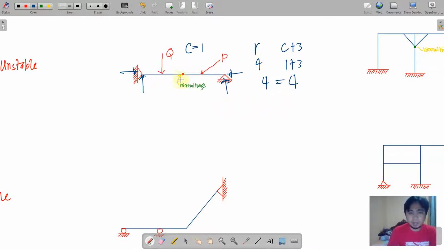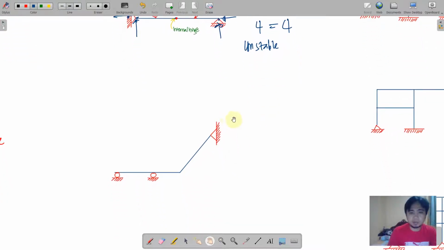However, again, this has a mechanism of instability, since if we are going to load that one, all of this joint will rotate. Okay? All of those joints will rotate. So therefore, we can say that this is unstable. Okay, next.